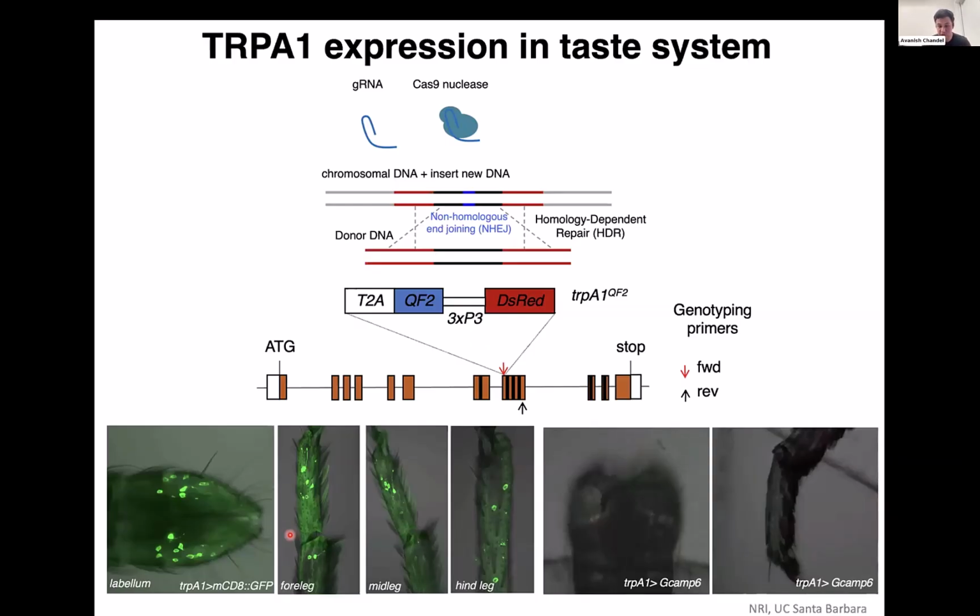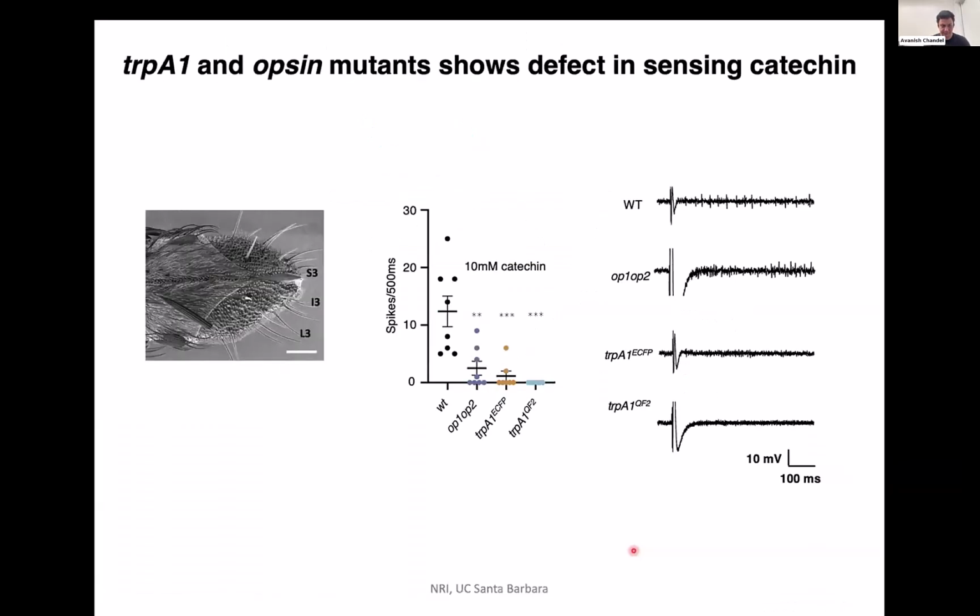perform calcium imaging in live mosquitoes when they were exposed to catechin. So the QF2 line was crossed with GCaMP6, and we exposed these mosquitoes to the 10 millimolar catechin concentration. And as you can see, not all, but a specific subset of TP1 neurons were activated by 10 millimolar catechin in live calcium imaging in both the labellum as well as the tarsi. So TP1 is sensing catechin directly, and this is the mechanism by which mosquitoes show aversion to catechin, and that's why TP1 mutant mosquitoes are not able to sense catechin.